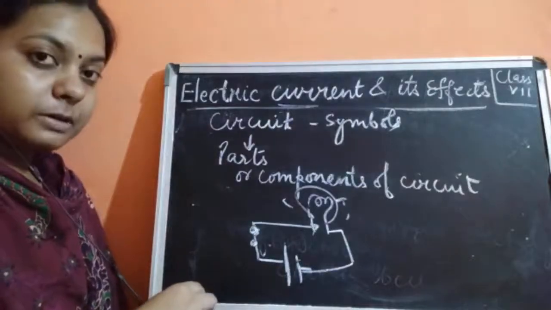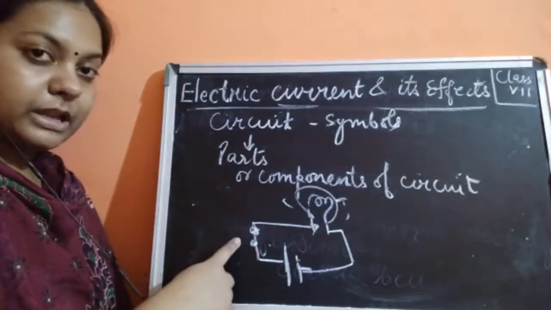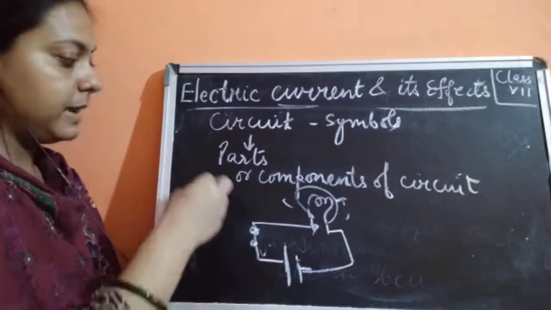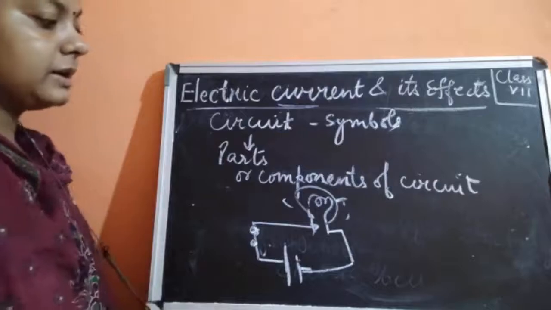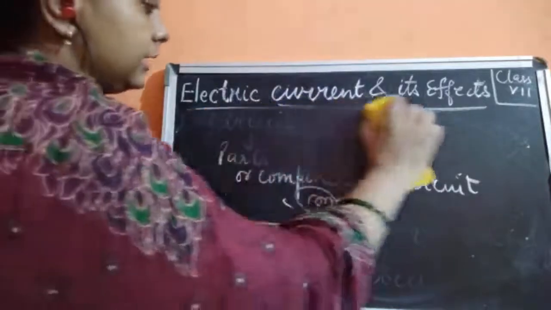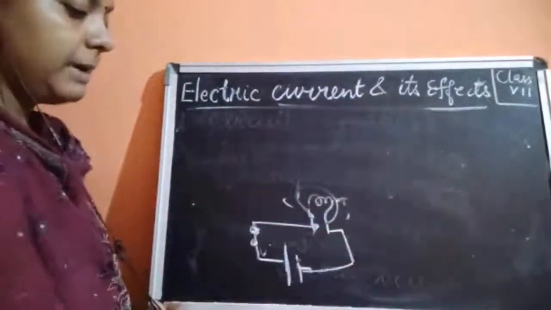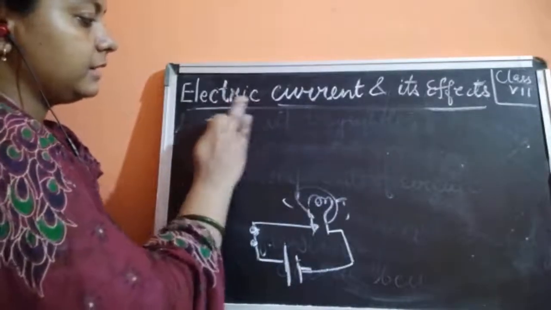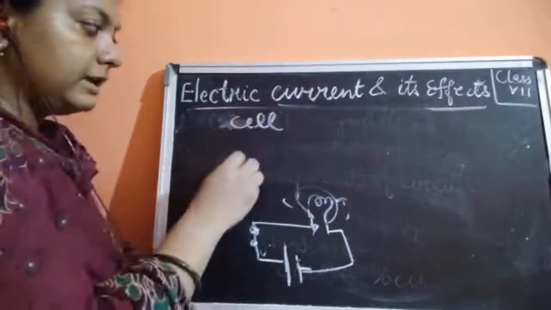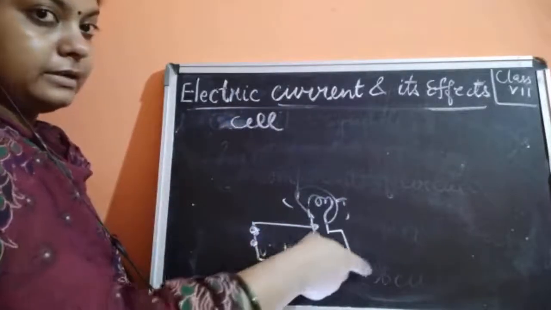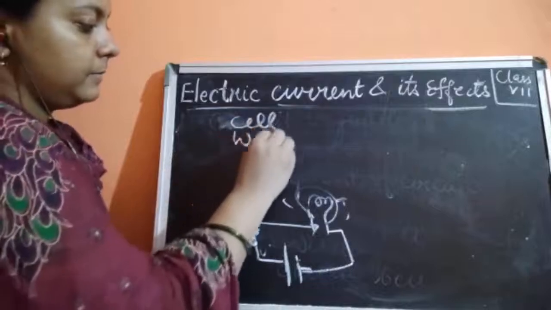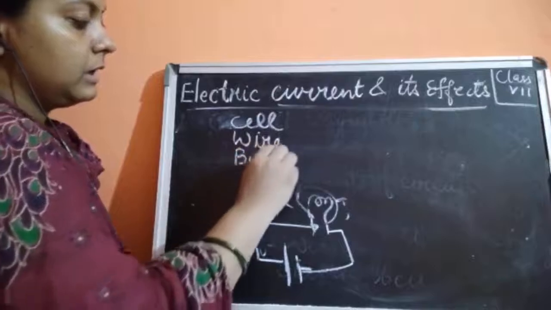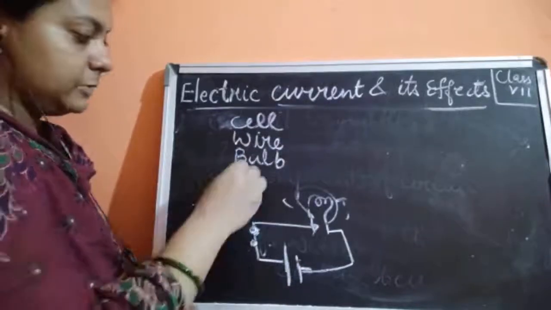Now what are the components of a circuit? As you can see here in the diagram which is drawn here, the first is the battery. Now what are the parts of the circuit? I must tell you that it is made up of a battery, or a cell. Then it is made up of the wire. Then it is made up of a bulb, and for switching on and off it is made up of a switch.